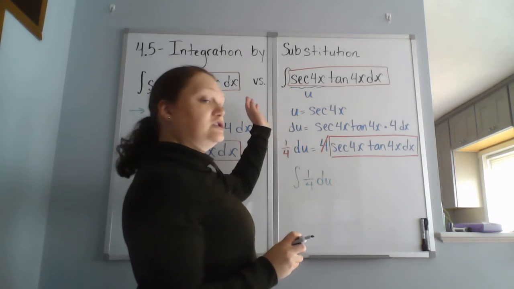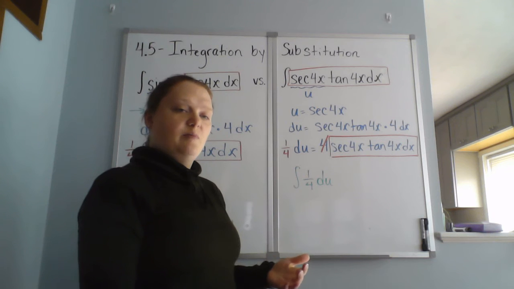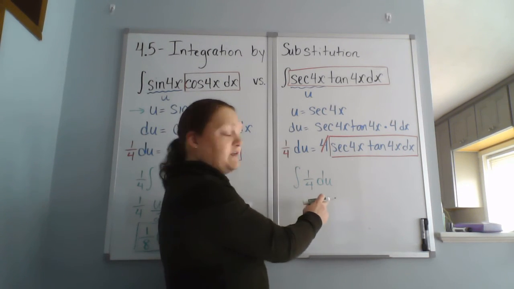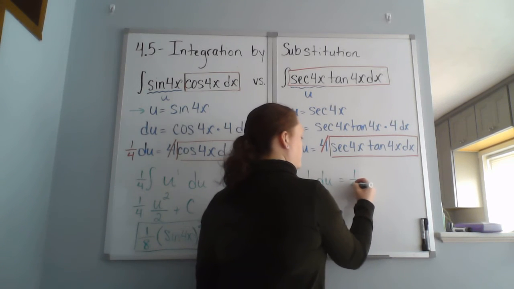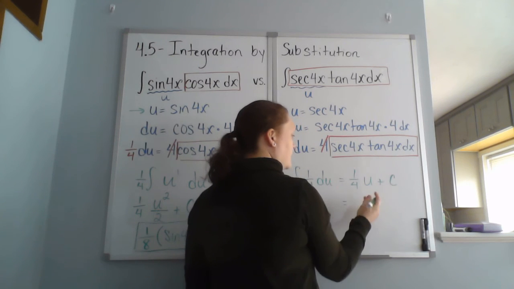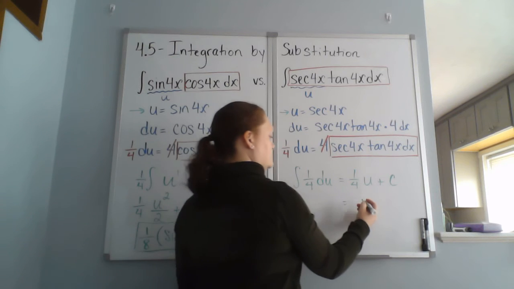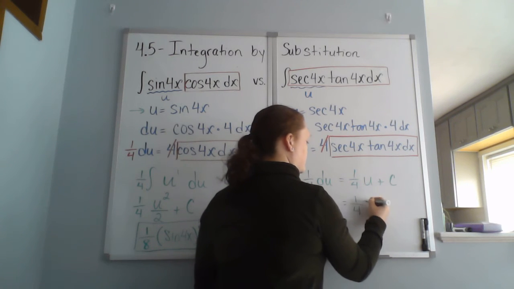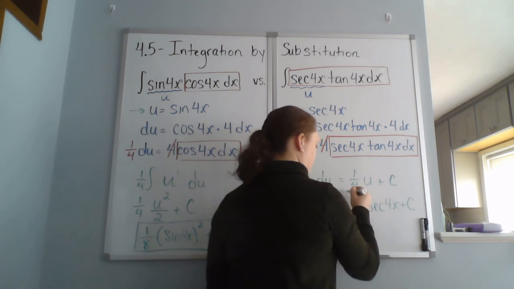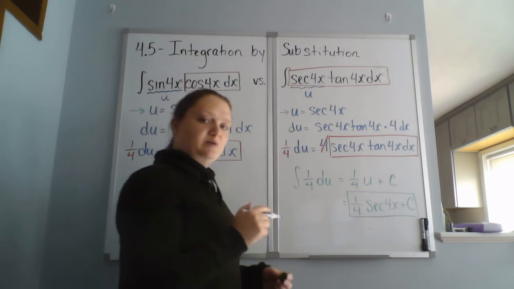Okay, so we're not actually going to have a u in our integral setup, which is very different. We haven't had that happen yet. But the antiderivative of a constant is just a constant times a variable. So this is actually just 1/4 u plus c. This is where I need to pay attention to what my u was, and this is my u right here. So my final answer is 1/4 secant of 4x plus c. So that's one way to get there. A little bit crazy, a little bit different, okay?